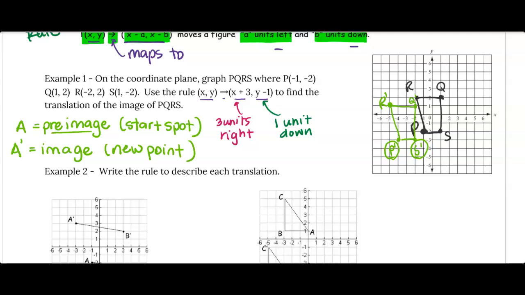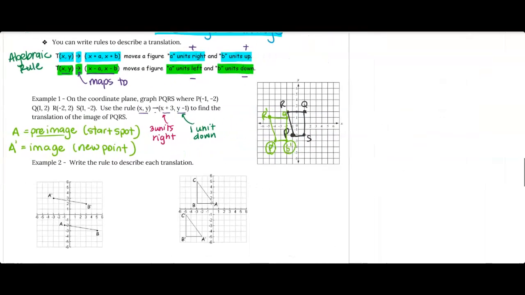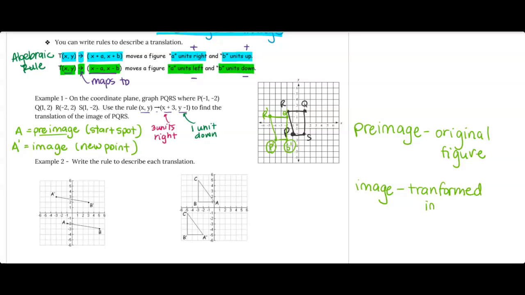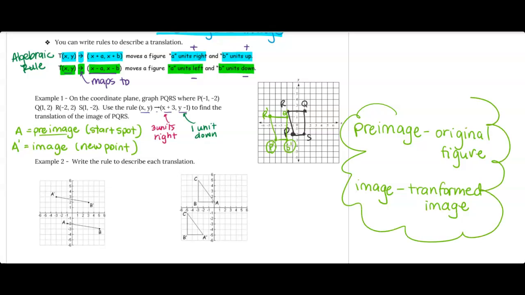And when we get into this, pre-image, remember, is starting. That's just the original figure, and the image is the translated figure. So let's define that over here. So pre-image is original figure. Image is the transformed image. Okay, so these are some vocabulary words that you need to make sure you know.